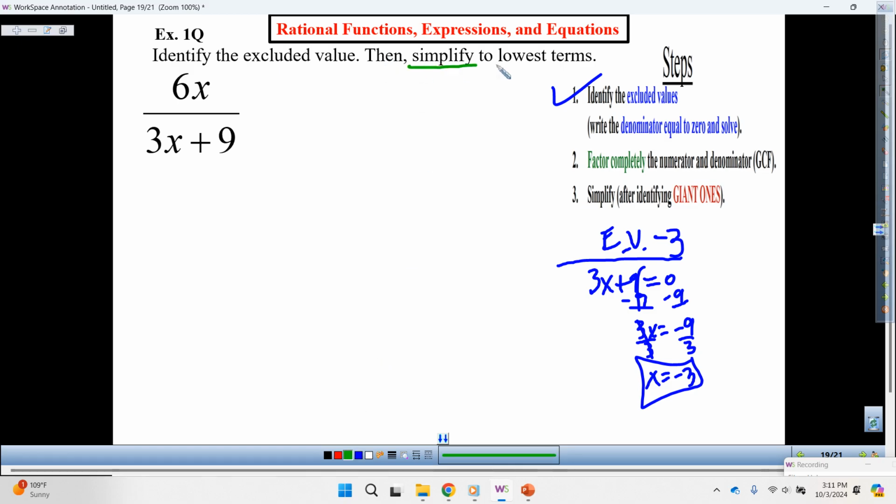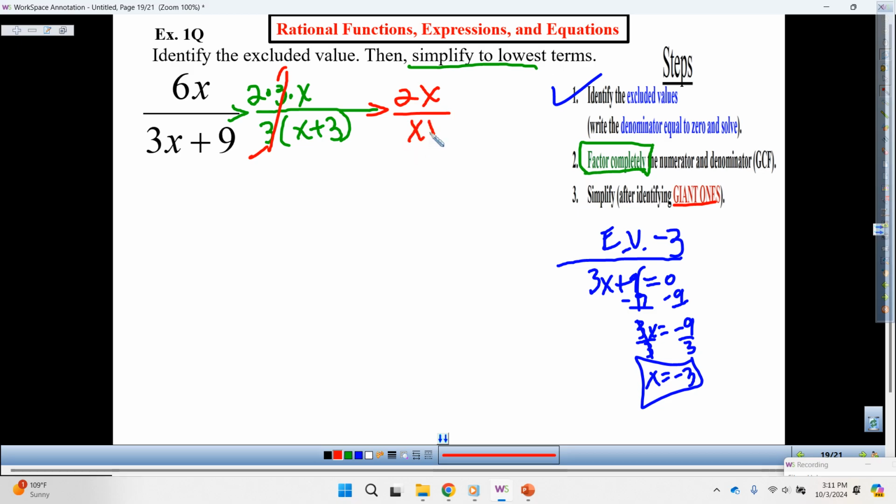But now we need to simplify. Factor completely. Pay attention to these words. Factor completely. How can I factor 6? Oh, 2 times 3 times x. And then what is GCF for the bottom? 3. We're left with x plus 3. We're done factoring completely. Giant ones, the 3. Anything else? No. So that leaves us with 2x over x plus 3. And have we got that?